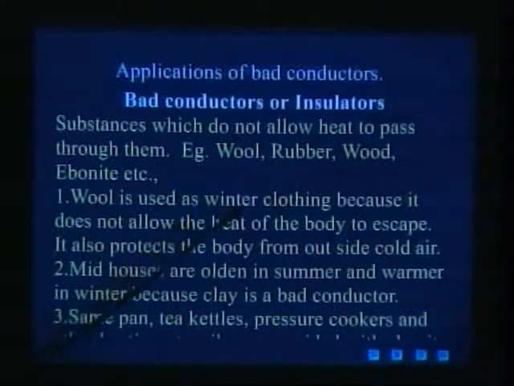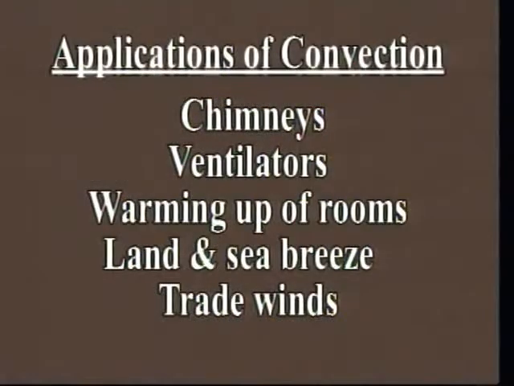Wool is used as winter clothing because it does not allow the heat of the body to escape. It also protects the body from outside cold air. Chimneys and ventilators work on the principle of convection. Warming of the rooms also results from the principle of convection. Land and sea breezes result from convection currents. Trade winds also are examples of convectional currents.